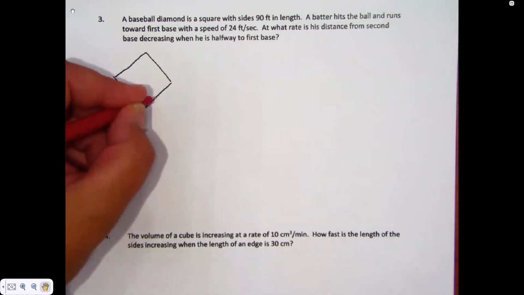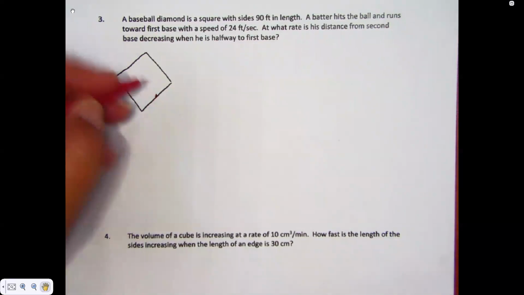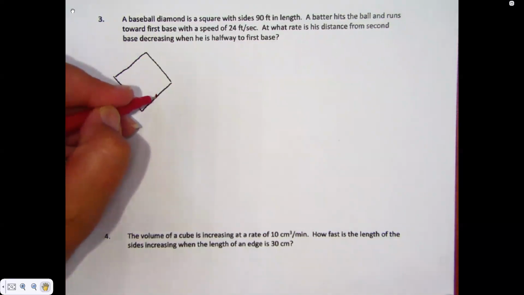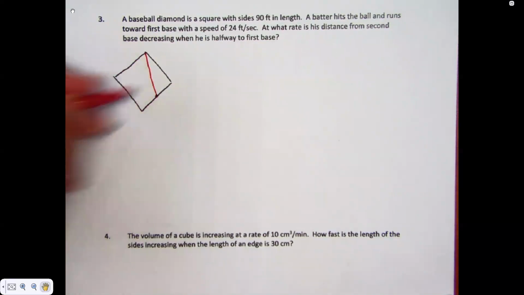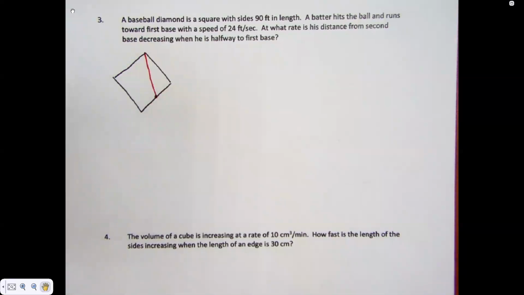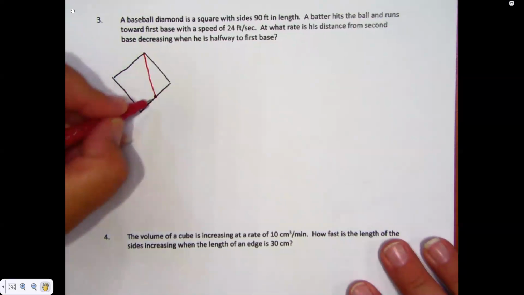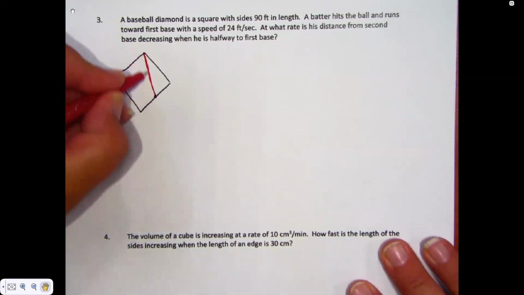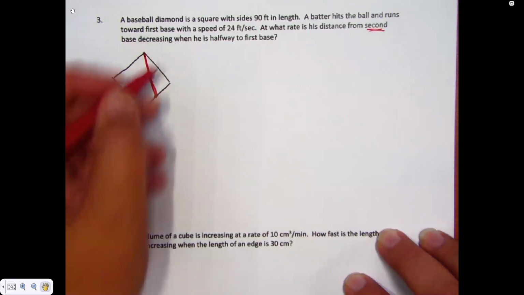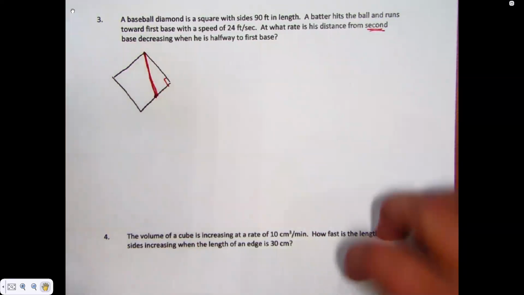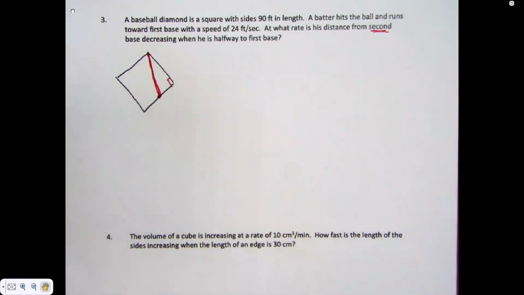At a moment in time, we stop, and they want to know his rate from second base, which makes a nice right triangle there, okay? Depending on how good I draw it. So just notice that they're talking about from second base. So here's my right triangle.